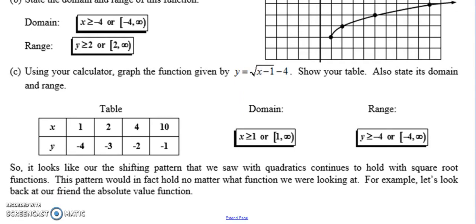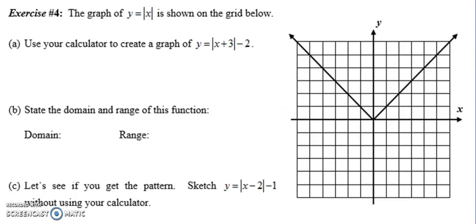So it looks like our shifting pattern that we saw with quadratics holds with square root functions. This pattern, in fact, holds no matter what function we're looking at. If we look at other functions, this type of shifting happens all the time. For example, let's look back at our good friend, the absolute value function. You probably forgot about that. Not a very good friend.